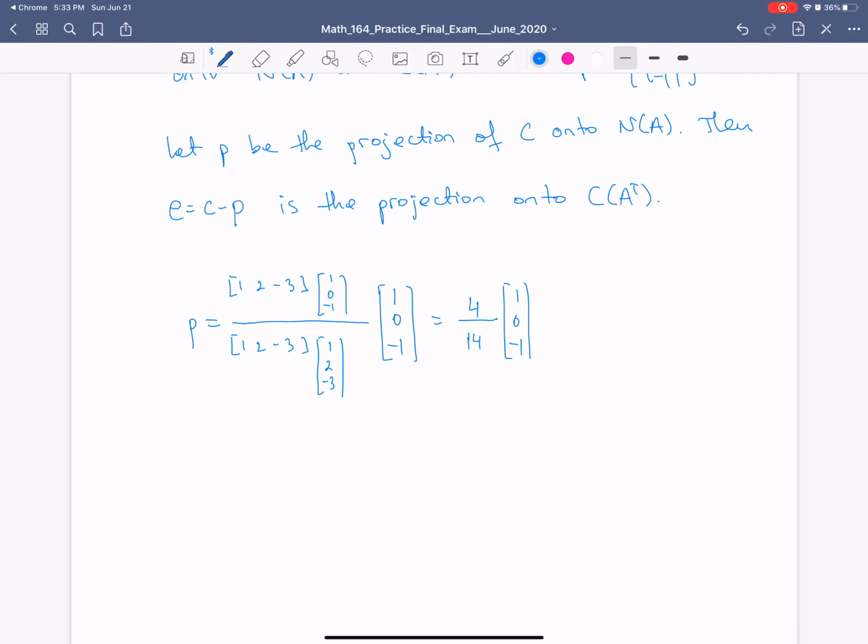Now to find E, I just subtract 1, 2, negative 3. Yes, that's the vector C. Minus 4 fourteenths of 1, 0, negative 1. And that is whatever it is. I don't care about the numbers. You can use calculators. I don't care.